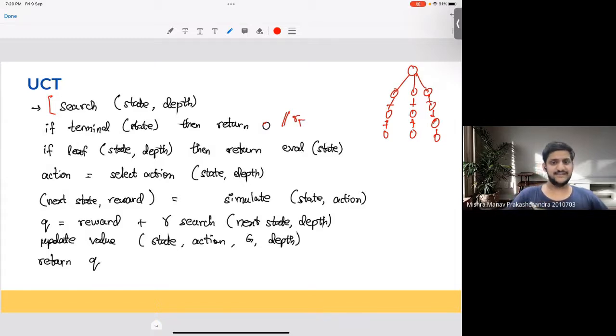Otherwise, you select an action based on the samples that you're drawing. There's no epsilon greedy here. You select actions, and once you simulate that, you have your next states and the rewards, and you do the Q update. So this is a recursive algorithm. You have the reward, and then gamma times the value of the next state, because I only get a reward if I'm at a terminal state or a leaf state. Then you update the value accordingly, and return the Q value.